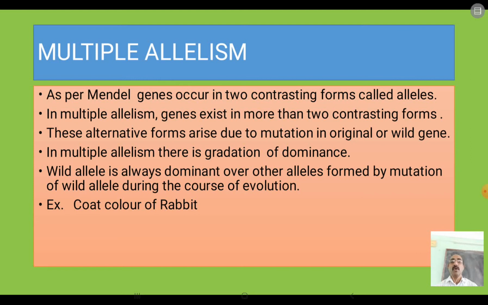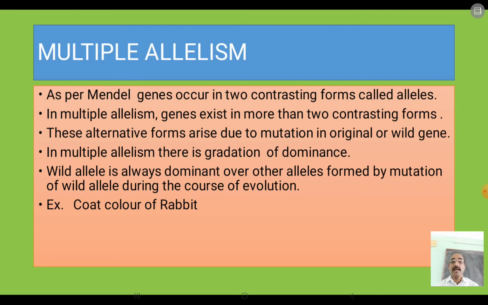In multiple allelism, there is a gradation of dominance. That means the wild allele is always dominant over the other alleles that have been formed by the mutation of the wild allele in the course of evolution. So, the wild allele will always remain dominant. And remember that multiple allelism is applicable to the monohybrid case only.